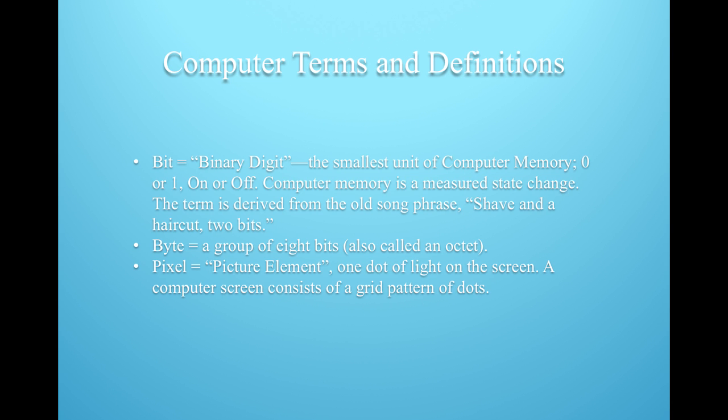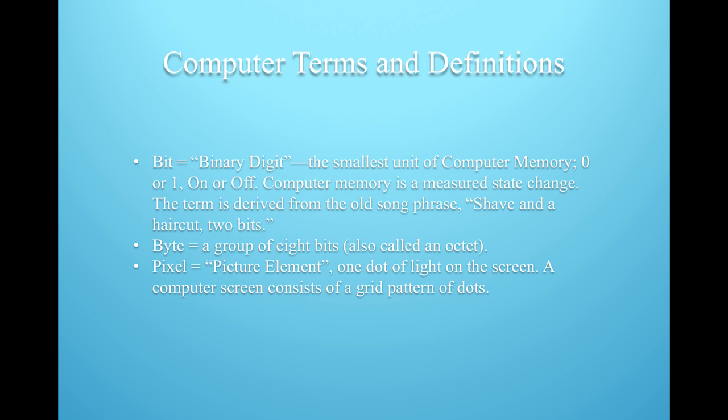Computer terms and definitions. A bit is the term used for a binary digit, which is the smallest unit of computer memory. It can be 0 or 1. It can be on or off. Computer memory is a measured state change. The term is derived from the old song phrase, shave and a haircut, 2 bits. A byte is a group of 8 bits, also called an octet.